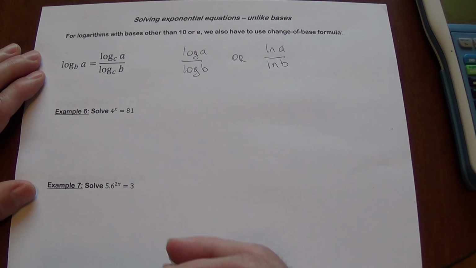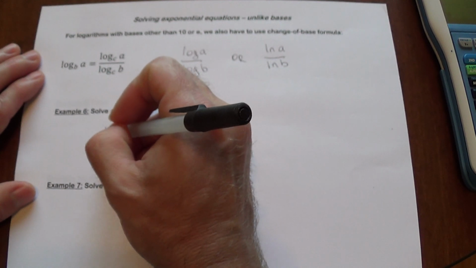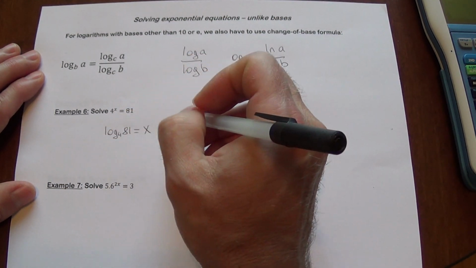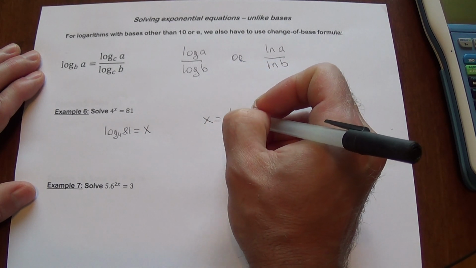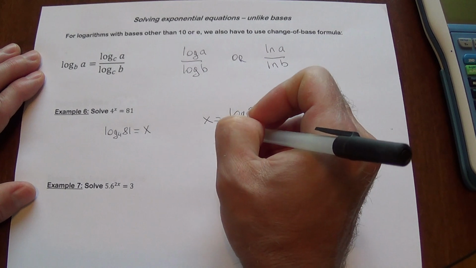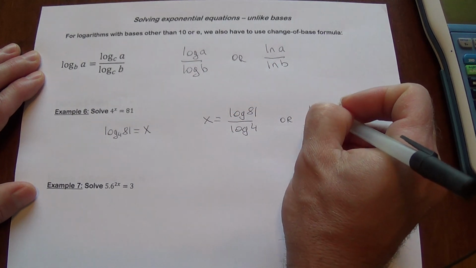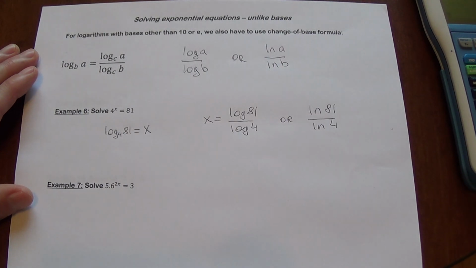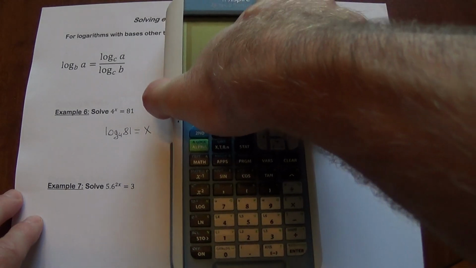So our first step will be, for this problem, to put it in logarithmic form. So it's going to be log base 4 of 81 equals x. To calculate x, we are going to do either log 81 over log 4 or ln 81 over ln 4. It doesn't matter which one you use, you are going to get the same exact answer. I'm actually going to demonstrate this for you.